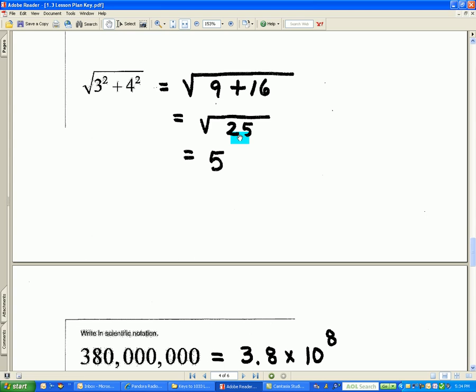Now the correct step to finish the problem is to evaluate. The square root of 25 gives me the answer positive 5. So with radicals, you want to work what's under the radical first, as though it were all by itself. Work it all, get that answer, and then apply the radical to it.